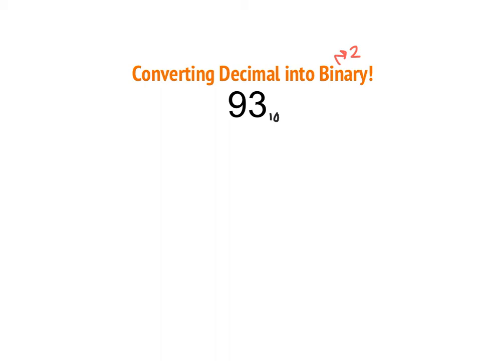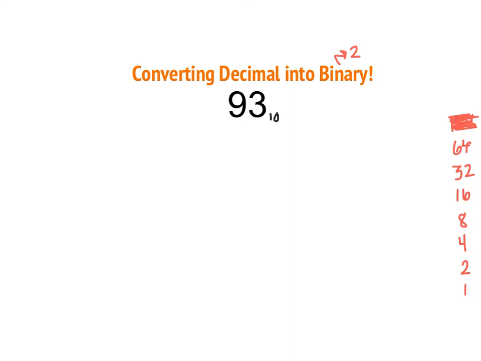So we know that 2 to the power of 0 is 1, 2 to the power of 1 is 2, 2 squared is 4, 2 to the third is 8, 2 to the fourth is 16, 2 to the fifth is 32, 2 to the sixth is 64, 2 to the seventh is 128, and because 128 is larger than 93, I can stop there. I don't need to go any higher.